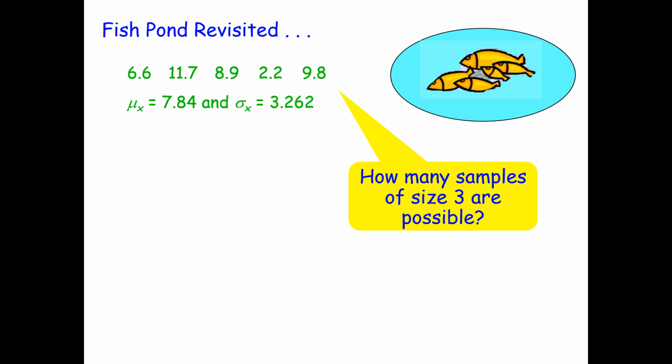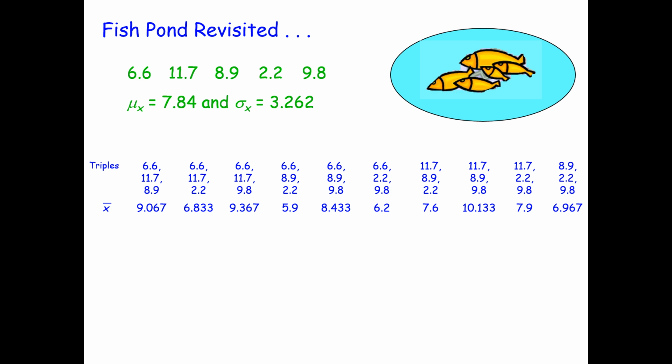I want you to go ahead and calculate that, and then when you're done, push play, and let's see if you're right. So go ahead and push pause and calculate that. You should have gotten 5 choose 3, a combination of 5 taken in groups of 3, and it should have given you 10 samples. So here we have our triples, so each of our samples, and we've calculated each of their sample means.